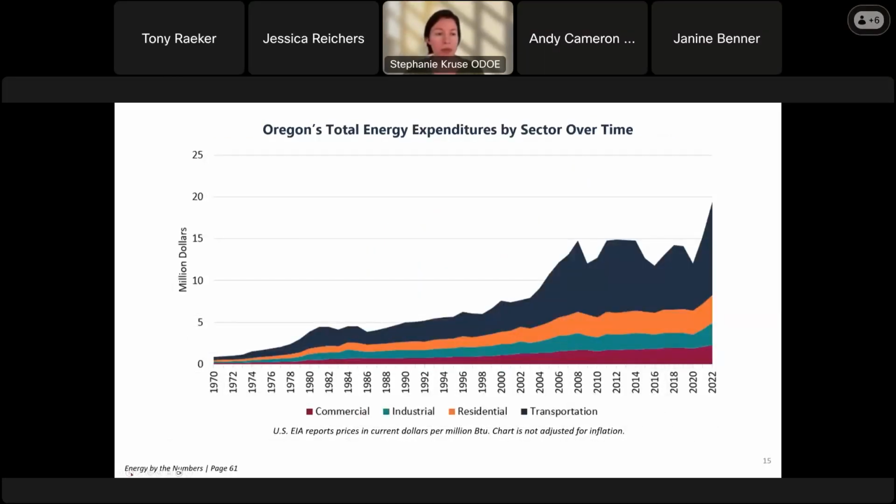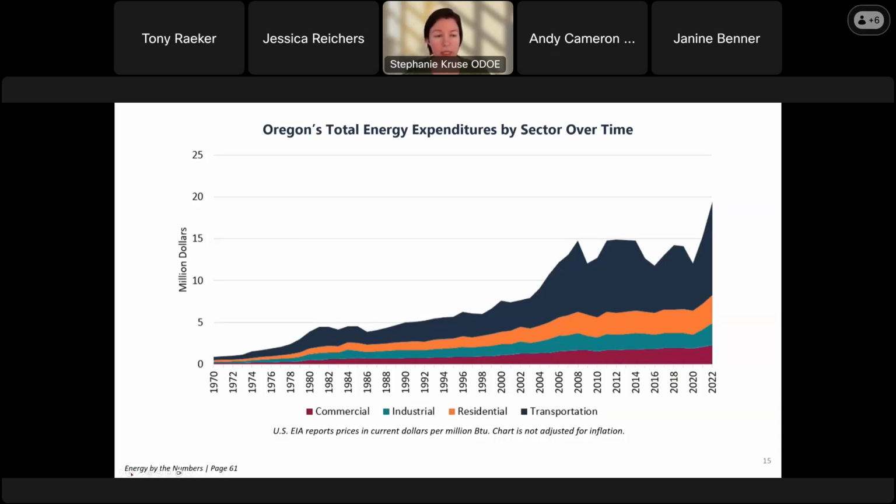Oregon spent less money on energy for all sectors in 2019 and 2020, coinciding with the COVID-19 pandemic. Much of the drop resulted from a decrease in transportation fuel expenditures, shown in dark blue on the top section. However, in 2021 and 2022, total expenditures for energy increased in Oregon. The sharpest increase was in transportation fuel costs, both because people were driving more post-pandemic and transportation fuel prices increased.